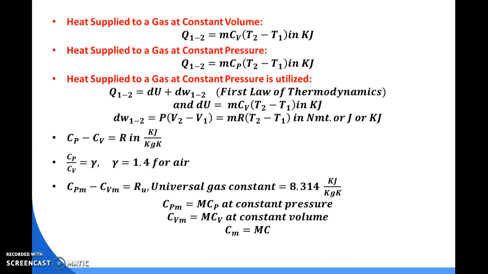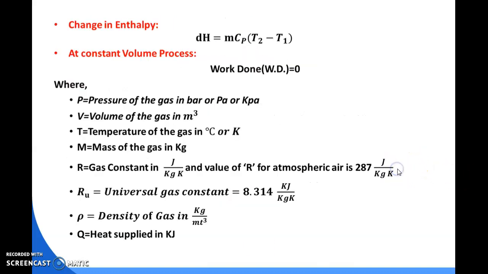But I know again Cp minus Cv is equal to R in kilojoule per kg Kelvin, and Cp by Cv is equal to gamma, where gamma is equal to 1.4 for air, and Cpm minus Cvm is equal to Ru, that is the universal gas constant, equal to 8.314 kilojoule per kg Kelvin, where Cpm is equal to mCp at constant pressure, Cvm is equal to mCv at constant volume, or Cm is equal to mc, which we have already discussed in the previous slides.